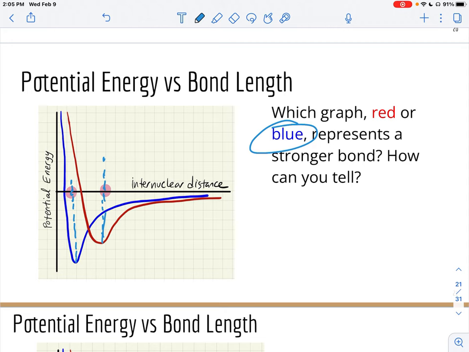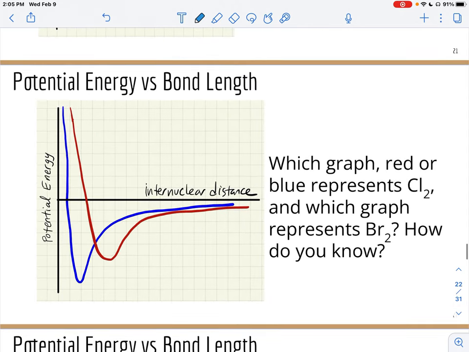So let's keep going with this comparison graph. If you're told that one of these represents Cl2 and one represents Br2, could you tell which is which? You absolutely can. Cl2 is going to be the blue one. Br2 is going to be the red one. And you know that because as you go down a group, atoms increase in size. So Br is bigger and it's going to have a bigger bond length. So we already did this part. And so you can see that the red one has a bigger bond length, so it's going to be the bigger atom.